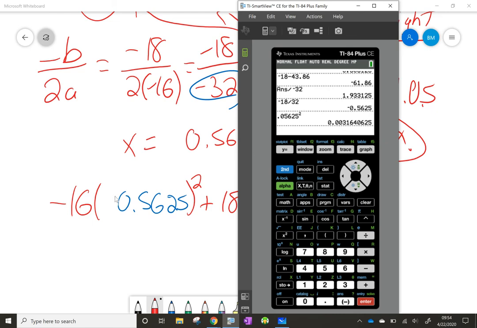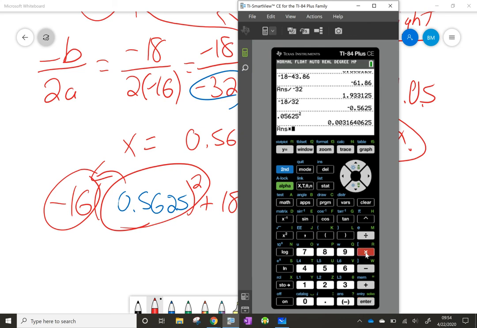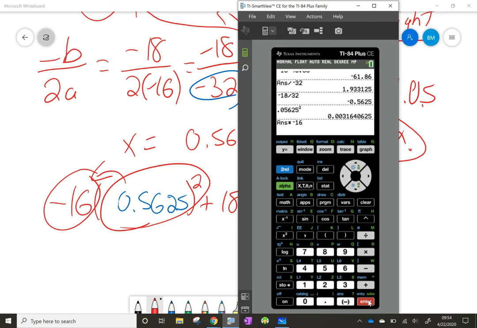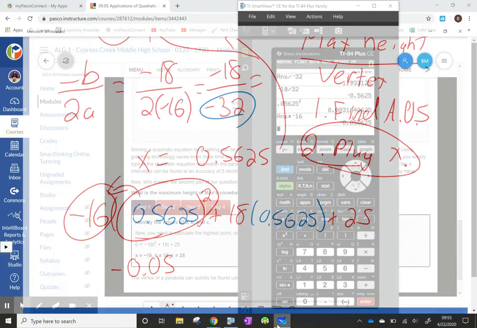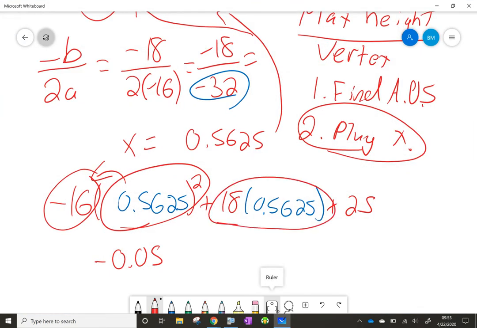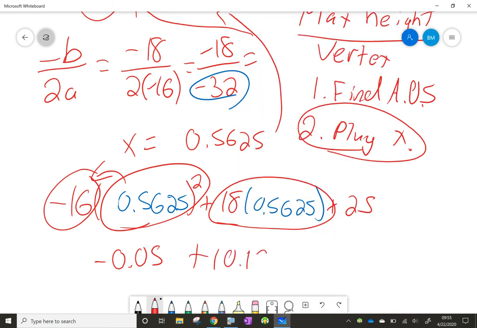0.003164. Now this number is getting multiplied with negative 16 out here. So I just squared it, but now I have to multiply it with negative 16 as the first term. So I'm going to go back and type in times negative 16, and that's negative 0.05. We'll just leave it at that, right? And then the second part, 18 times 0.5625. That is 10.125, so plus 10.125. And then plus 25, of course, at the end.